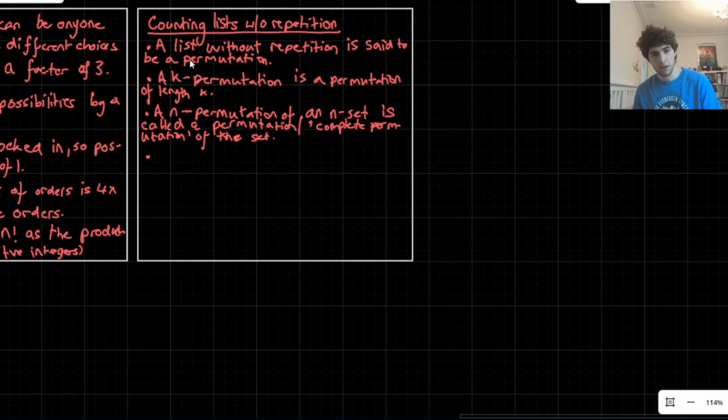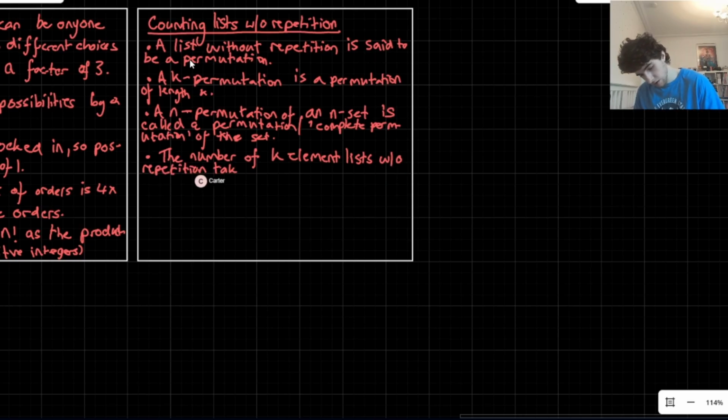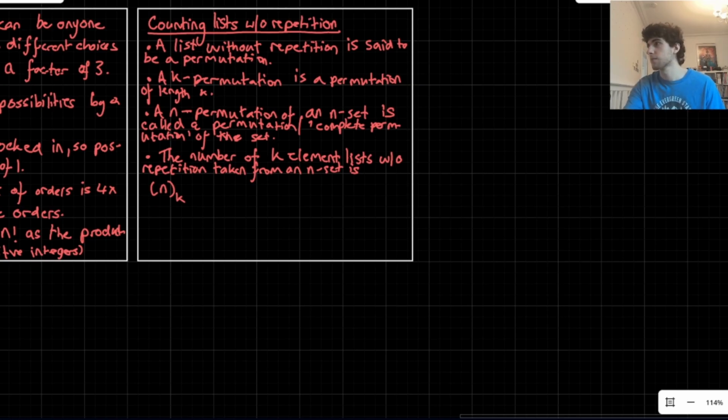And now here's the main formula that we need. So the number of k element lists without repetition taken from an n set is simply effectively n in brackets subscript k. Right. It is effectively just n in brackets subscript k. Okay, so that's just the notation that we use to represent the number of k element lists without repetition taken from an n set. So the number of lists that we can make of length k using elements from a set of size n is written like this.